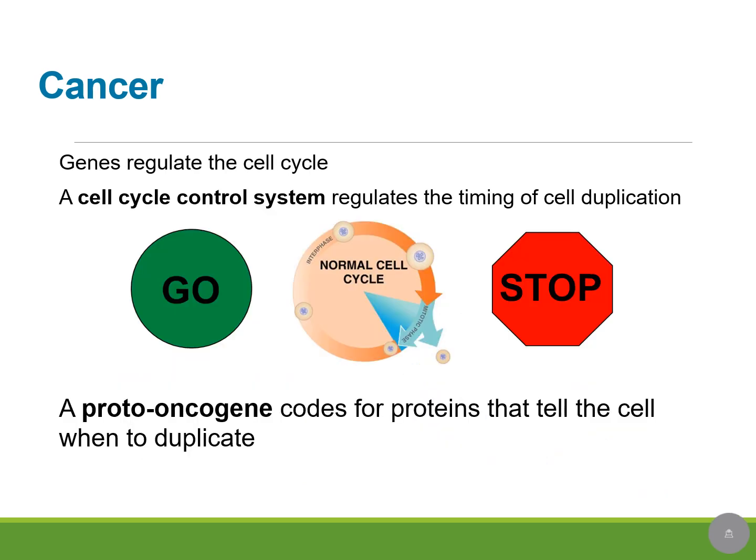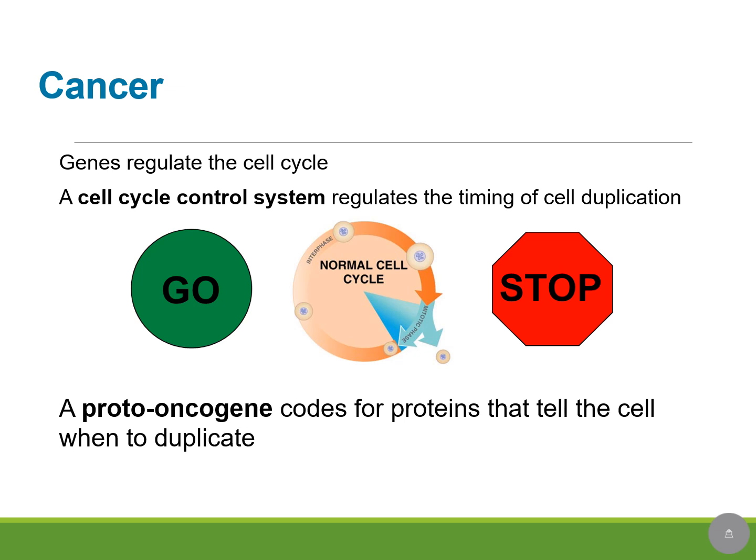Genes regulate the cell cycle, and so when the cell cycle is not regulated, with that kind of light switch on-off scenario, it can lead to cancer. So a normal cell cycle system has basically a green light for go and red for stop. This helps to make sure that it's a normal cell cycle, and this ensures that the cell is going to be making these new cells at very specific times, and it helps control this reproduction of cells.